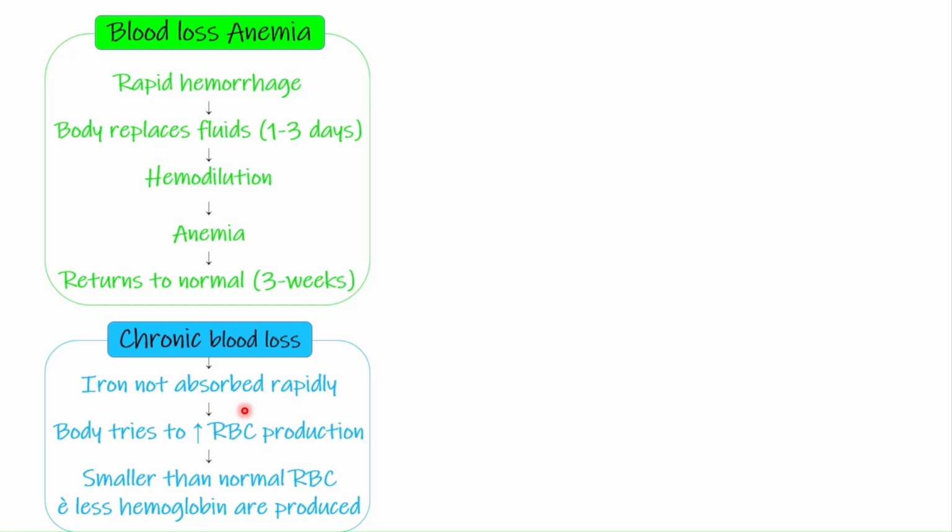There is less iron as compared to the blood lost, but the body is pushing the bone marrow to produce more RBCs. The bone marrow will start producing RBCs, but they will be RBCs of smaller size than the normal, and they will have less hemoglobin as compared to the normal RBCs.